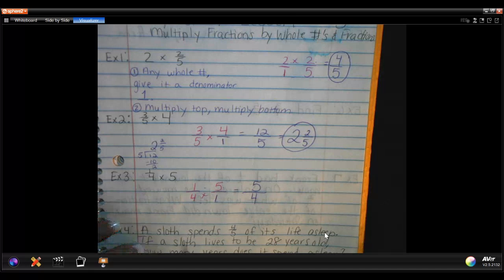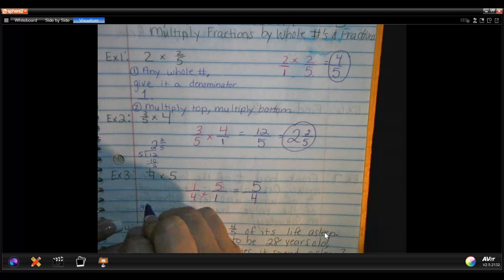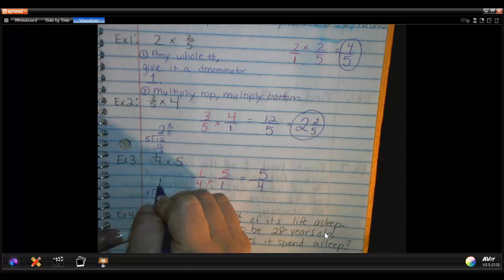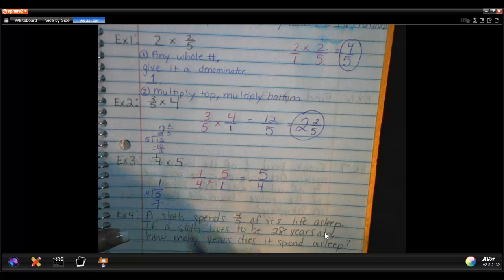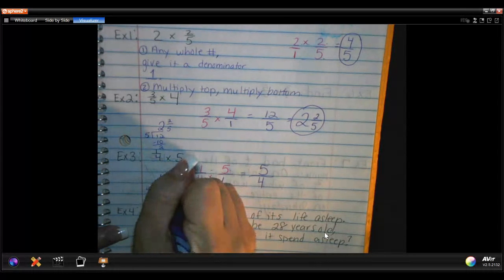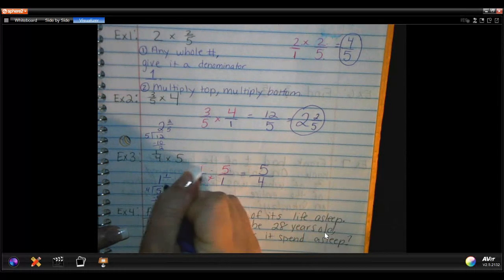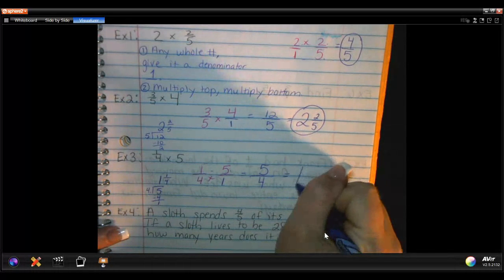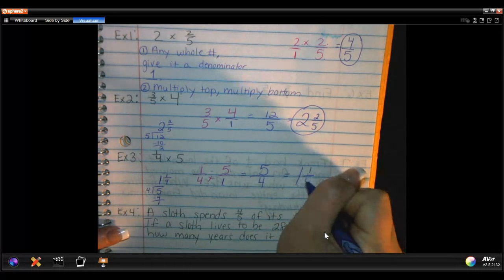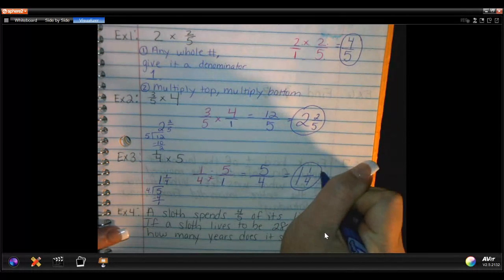Okay, so by doing that, I'm going to see how many times does 4 go into 5. Well, 4 goes into 5 one time. 1 times 4 is 4. When I subtract, I'm left with 1. That 1 becomes my numerator. My denominator of 4 stays the same. So 5/4 is the same as 1 and 1/4.